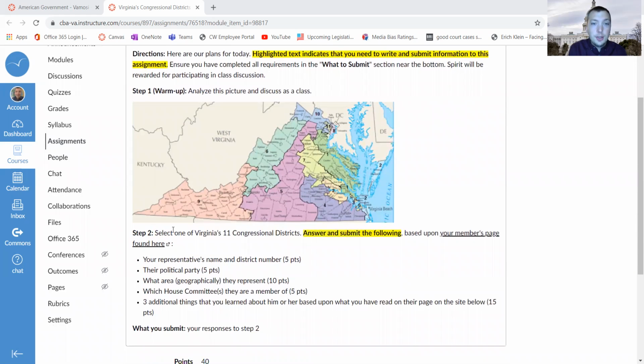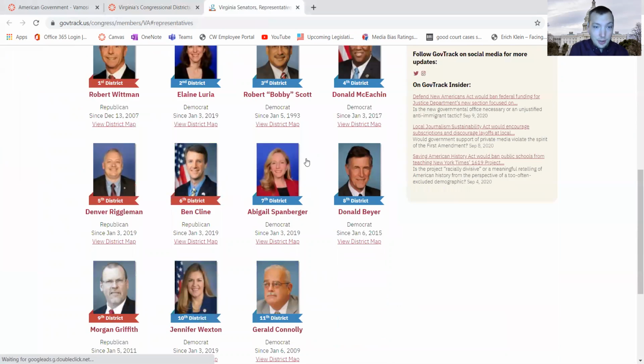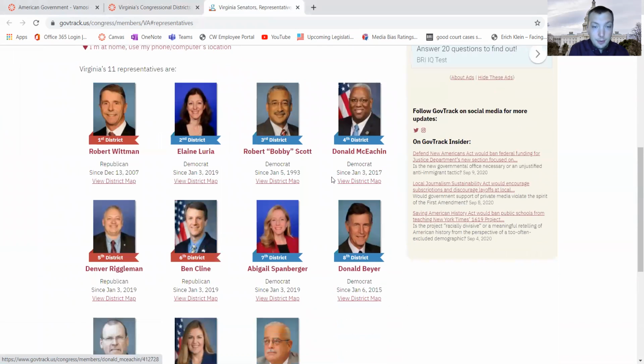So what you're going to do is you can select any of Virginia's 11 congressional districts. Maybe you think 6 is cool. Maybe you want to go over here with 2. I don't know. I don't care. Pick one, and then you're going to answer and submit the following based on your members page, which is found here. And it has all of the people from the 11 districts in Virginia and information about them.